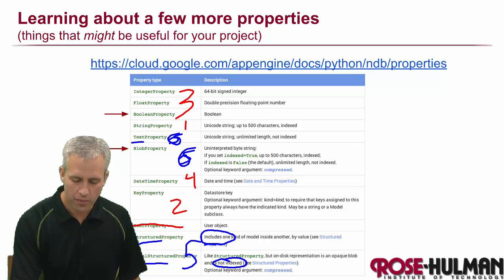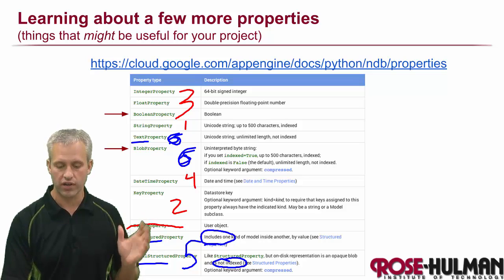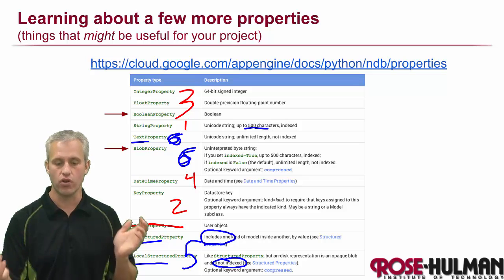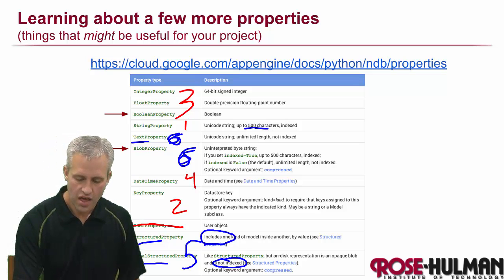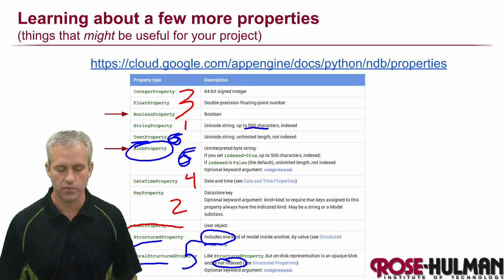These other two, just to mention over here: text property is really simple. That's just for grabbing long strings. Strings are limited to about 500 characters, but text property is just for long strings. So that one's easy. Blob property, some people use this one a lot. I don't use it as much.